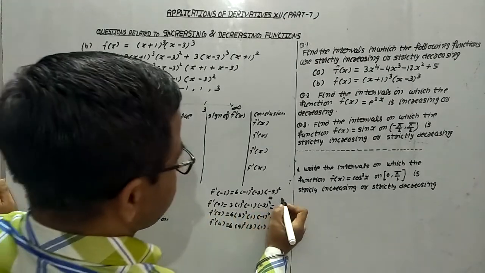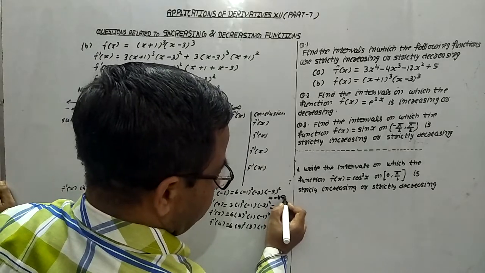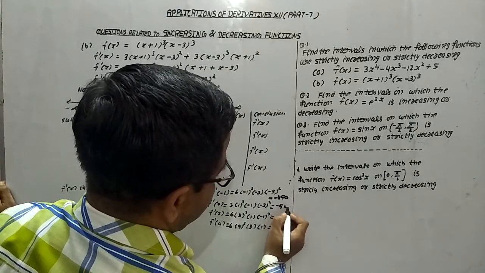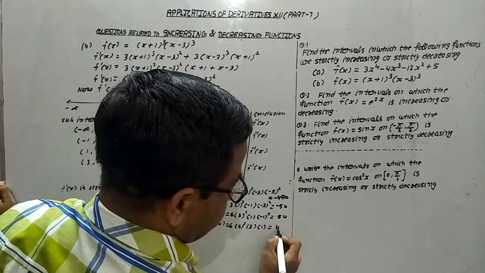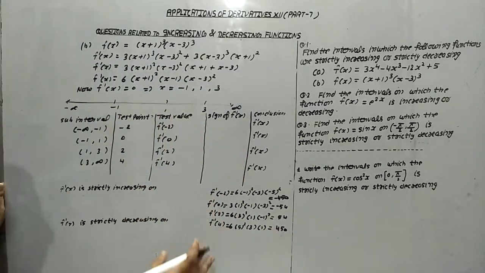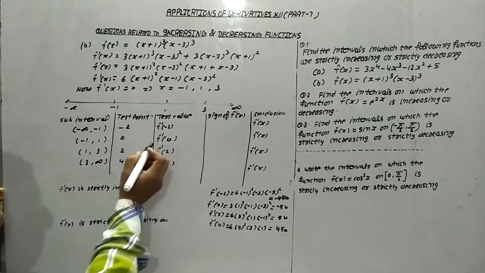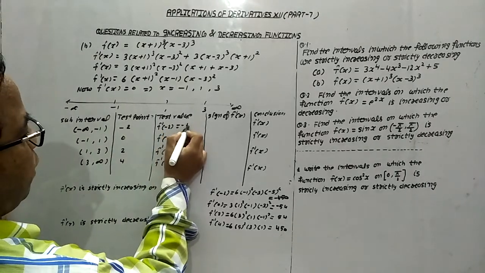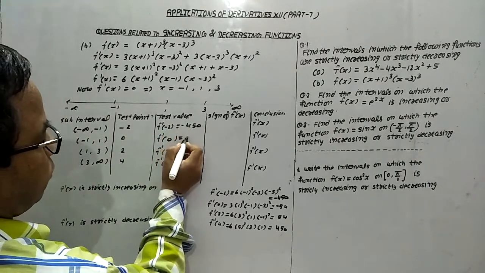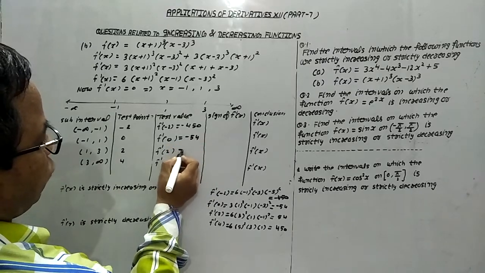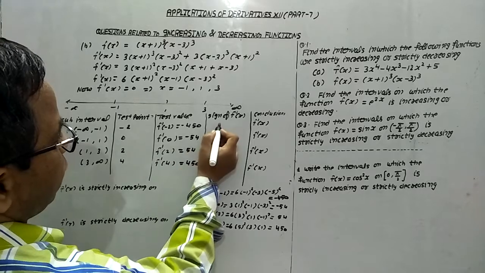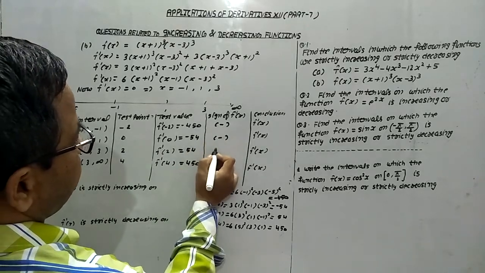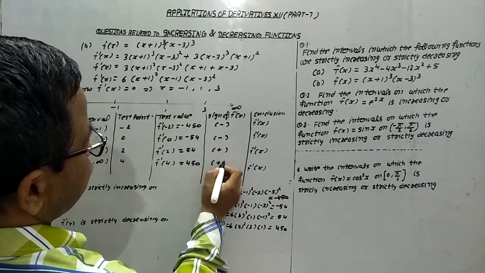Now f dash minus 2 is equal to minus 450 after calculation. This is minus 54, this is 54, and this is 450. This is the part of calculation. So this is minus 450, minus 54, 54, and 450. What we are observing is that this is negative, this is negative, this is positive, and this is positive.